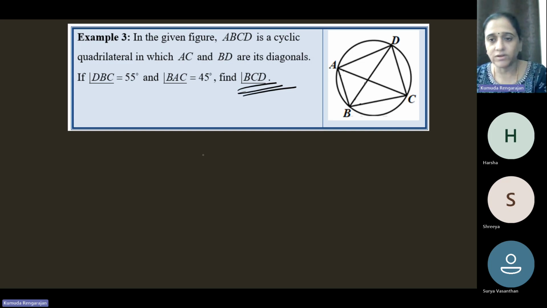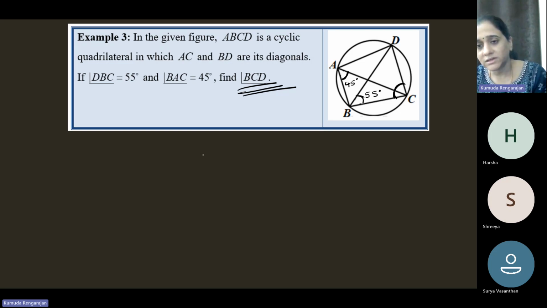DBC is 55. DBC, this one, this is 55. BAC, this one, this is BAC. BAC is 45. We need to find BCD, this one. Right? So we'll take this chord.